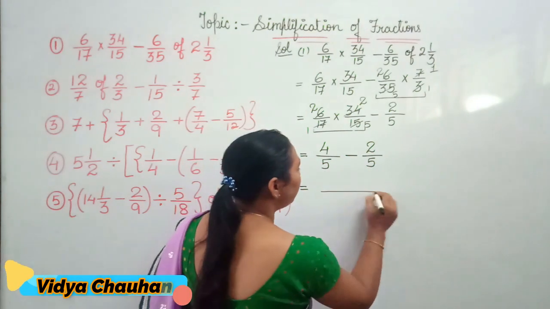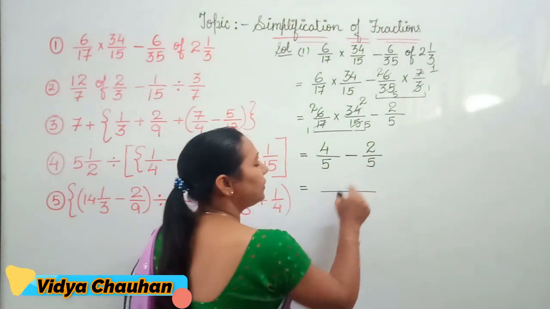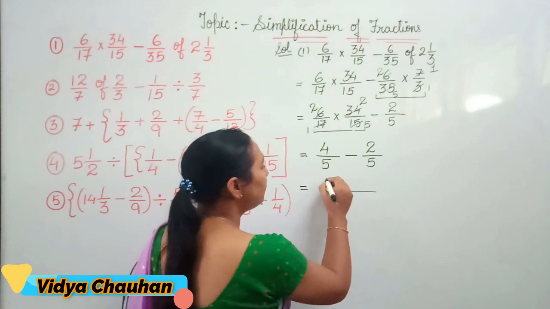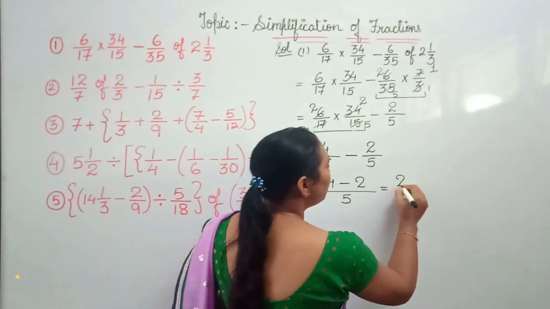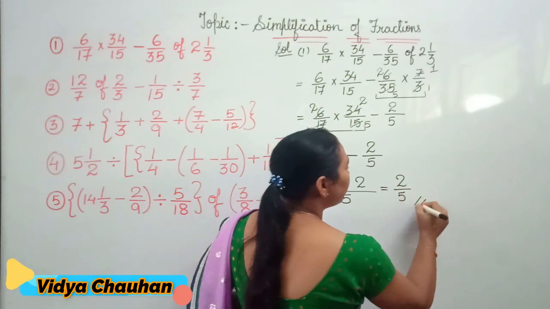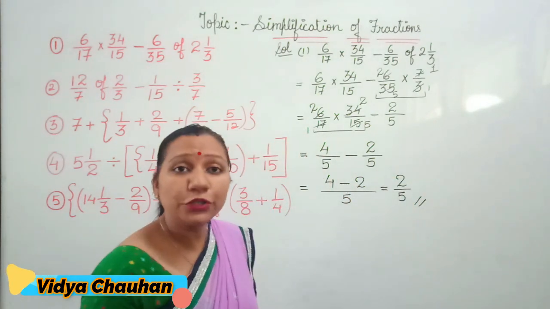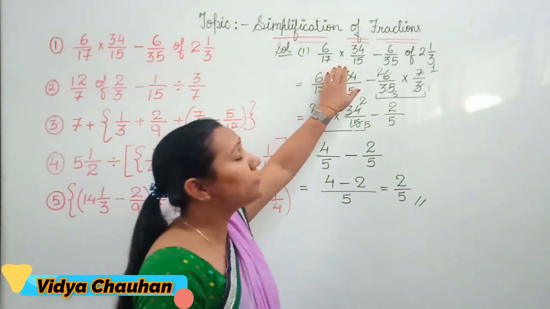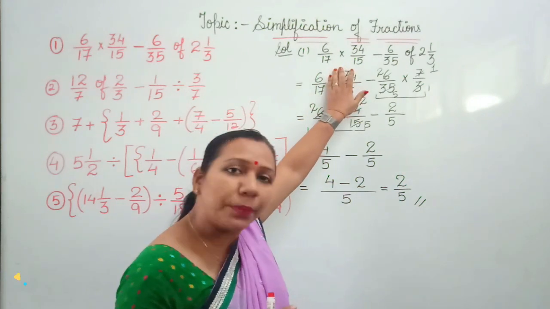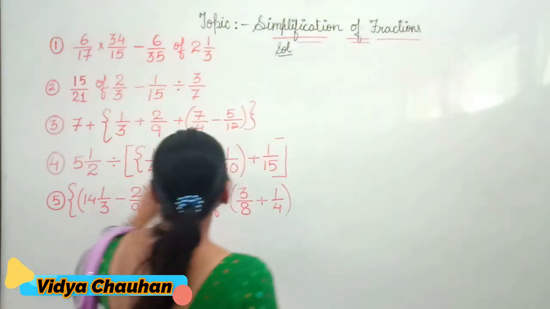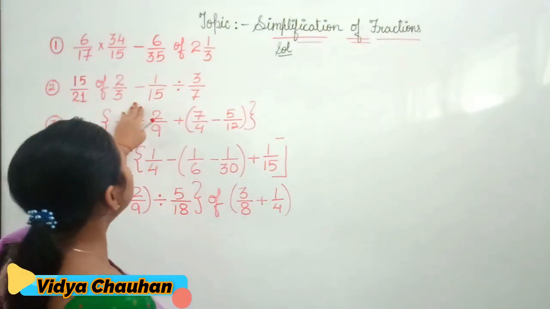Now at the last, it's time to do the subtraction of these two fractional numbers, 4 upon 5 and 2 upon 5. Taking the LCM of 5 and 5, the LCM is 5 itself. In the numerator it is 4 minus 2, so that will be 2 upon 5. And this is your solution. Now in this question, since there was no bracket, we do not have to solve the bracket. Clear, children? Now children, let us start with the second solution.